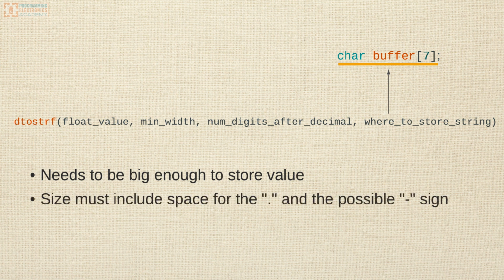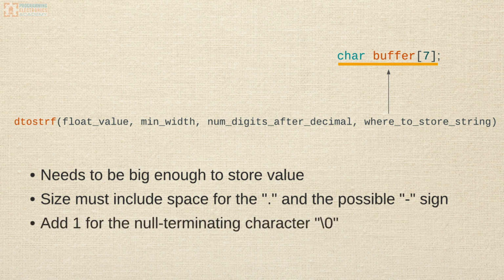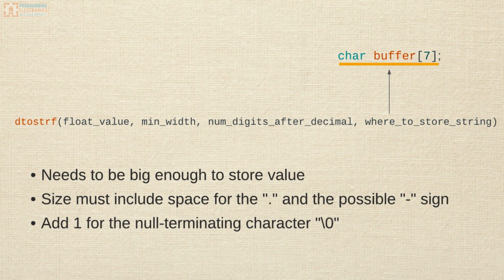Keep in mind that the decimal point and the negative sign, if the value is negative, need to be included in that count. And also, you're going to want to add a 1 to the number for the null terminating character found at the end of C strings. If you have no idea what that means, don't sweat it. Just make sure to add 1 to the size that you calculate.